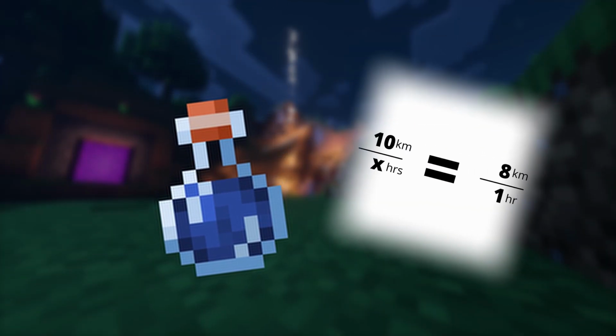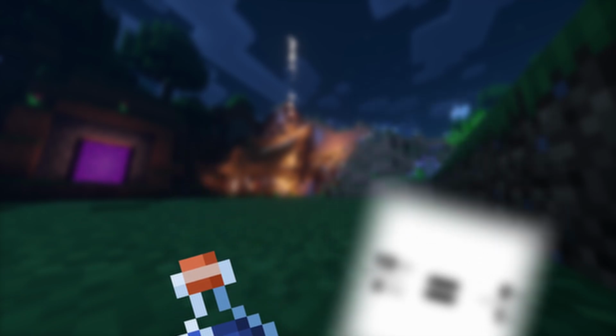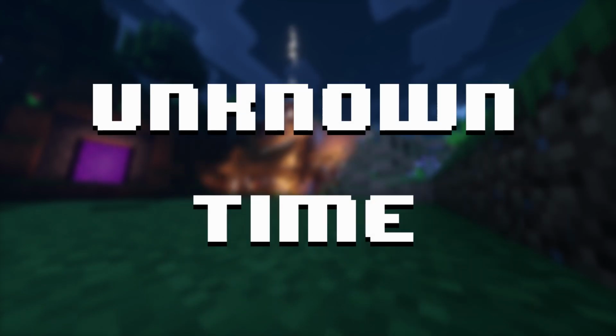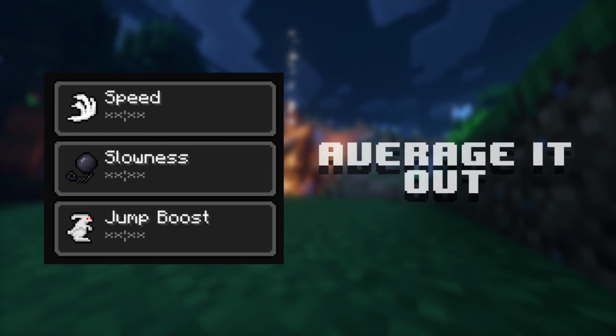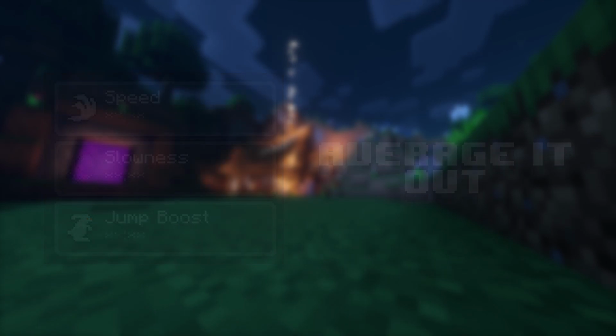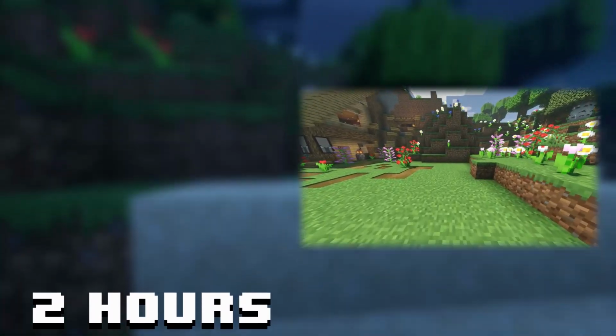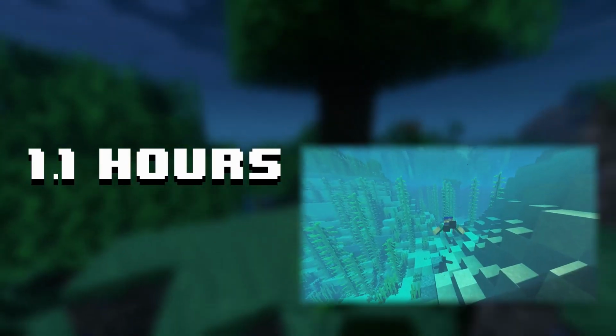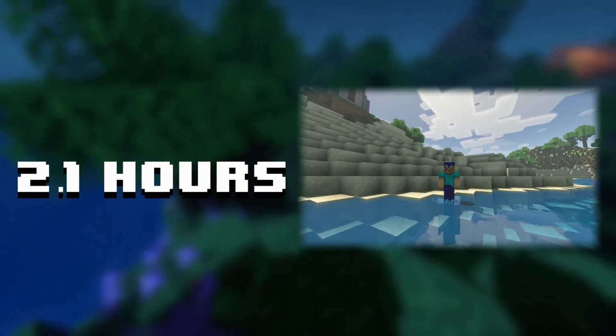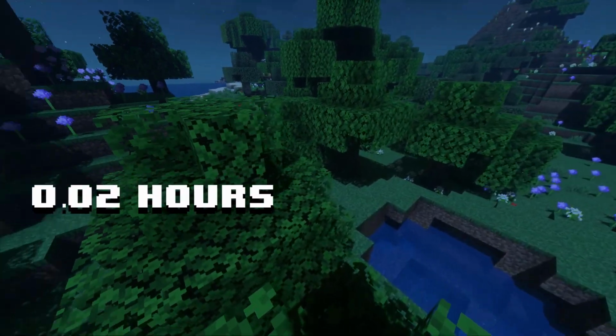Unfortunately, using potions can blur the results. If you have used potions for an unknown amount of time, then take the speed of the player using a speed effect and average it out with the normal walking speed. I spent around 2 hours sprinting, about a quarter of an hour sneaking, about 1.1 hours swimming, about 2.1 hours walking in water, about 0.2 hours on a boat, and about 0.02 hours falling.